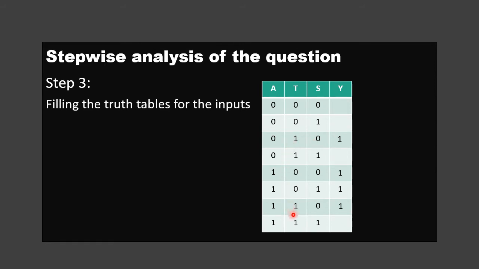If the T is 1 and S is 0, we have Y equal to 1 here. And if A is 1, T is 0, we get a 1. If here also A is 1, T is 0, we get a 1. You should know that this question is not about filling the truth table alone, but we have to design the logic circuit. So the logic circuit should satisfy these conditions. Now let's try and figure it out. Let's go to the next step.